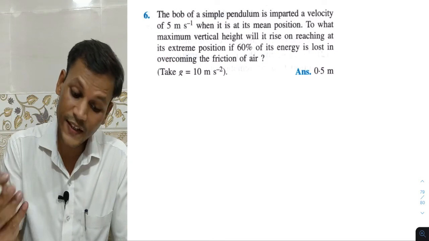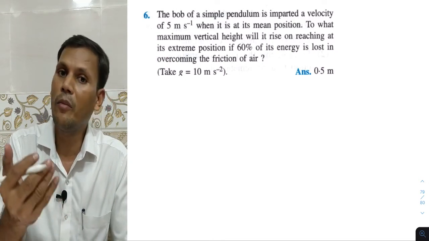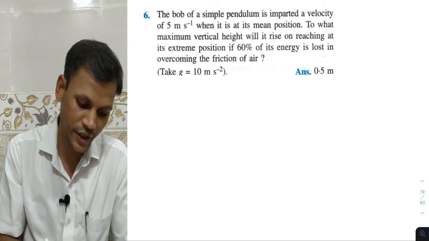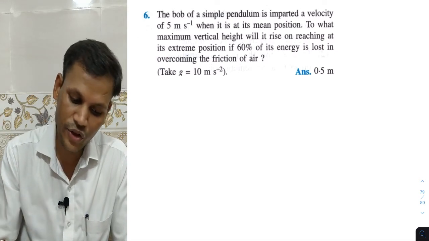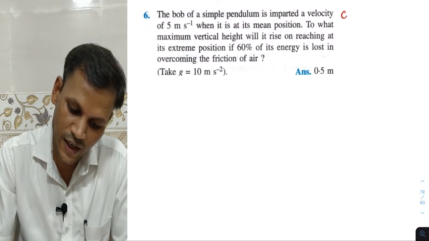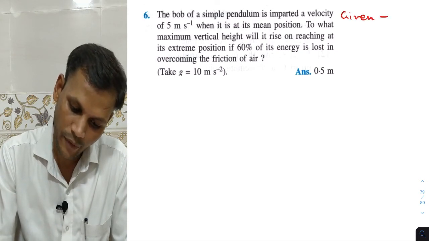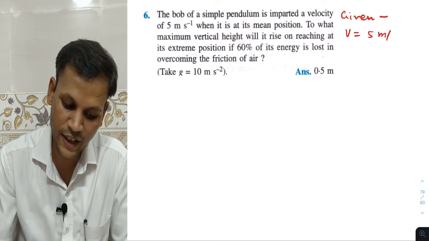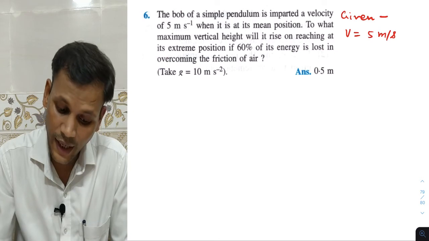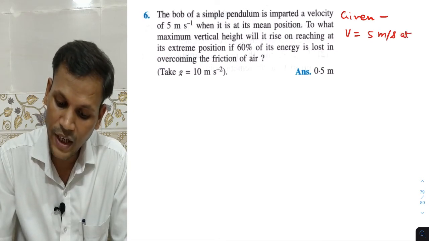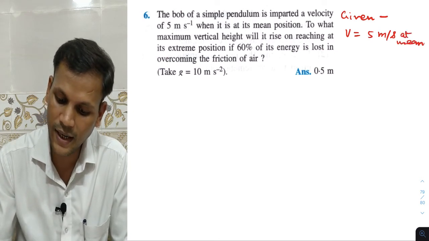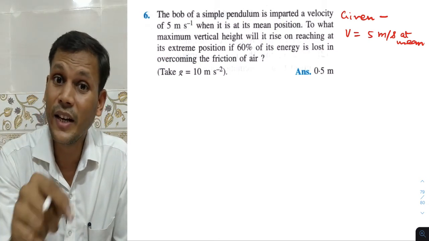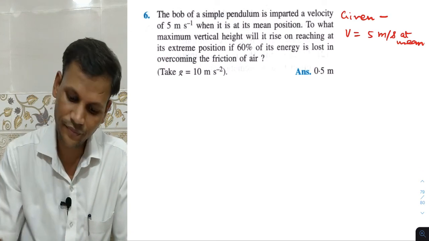Okay, so 60% is lost. So how much it is reaching? Utilizing 40%. Keep that in mind, 40%. So efficiency will be 40%. So what informations are given? Given velocity v is equals to 5 meter per second at mean. At mean, why we are telling? Because it will be maximum. Velocity is maximum at mean in simple pendulum.